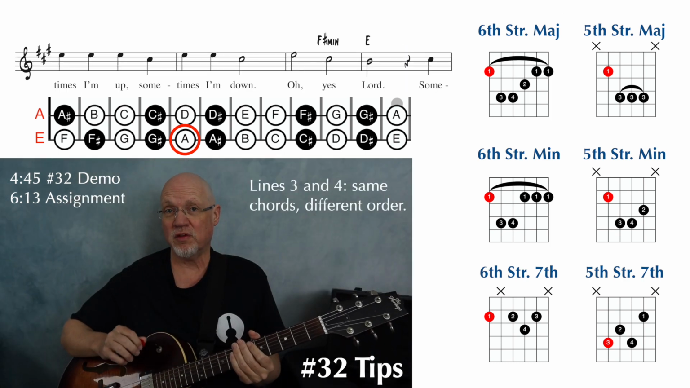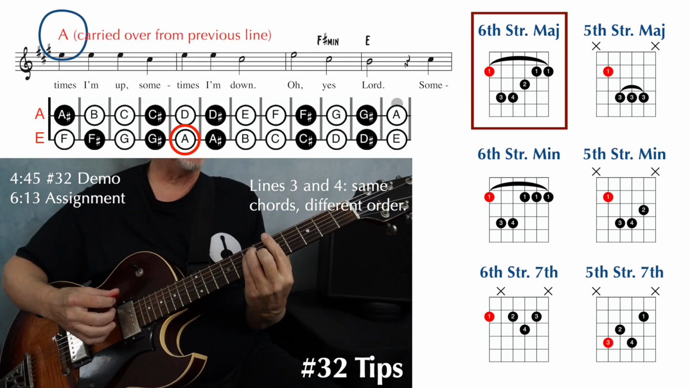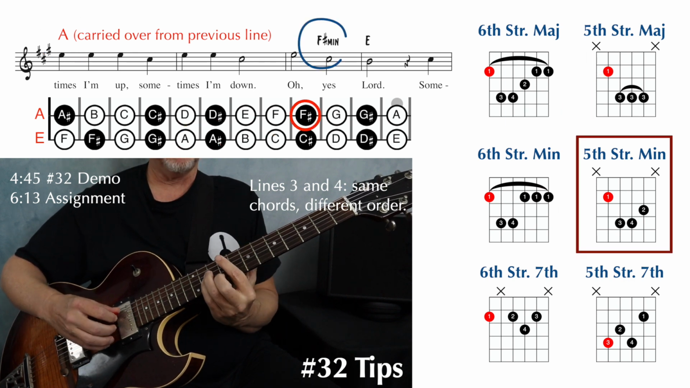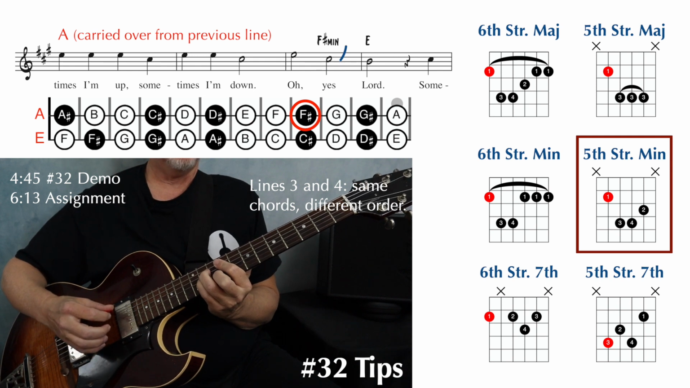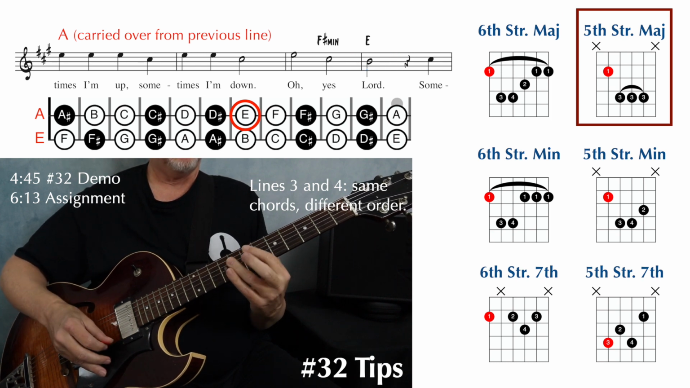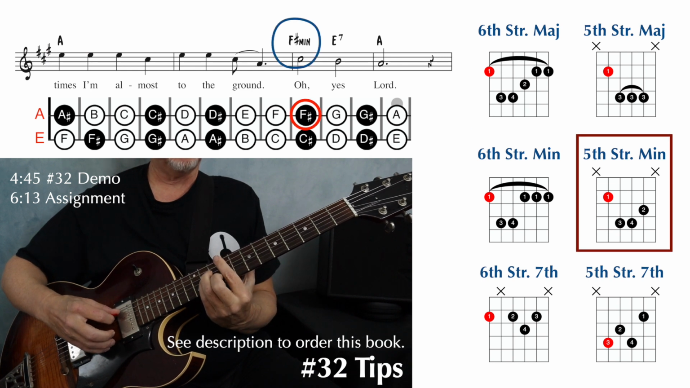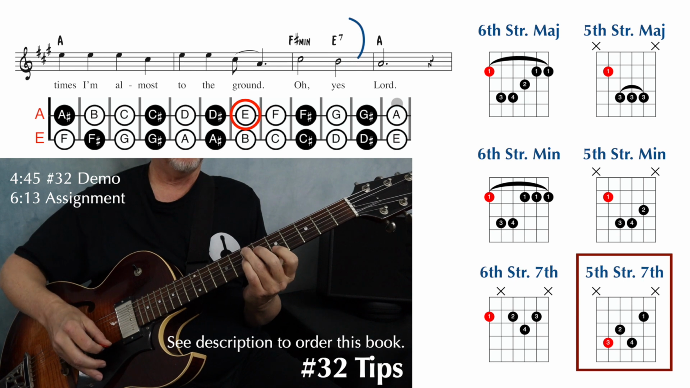Lines 3 and 4, there are no additional chords. You're just playing most of the same chords you already played in a different order. We begin with A major for a couple measures, moves to an F sharp minor. Again, I'm going to play my F sharp minor at the 9th fret, then moves to an E major, same E major you played at the end of the first line, and then back to an A, F sharp minor again, the E7 that you played toward the end of the 2nd line, and then an A.